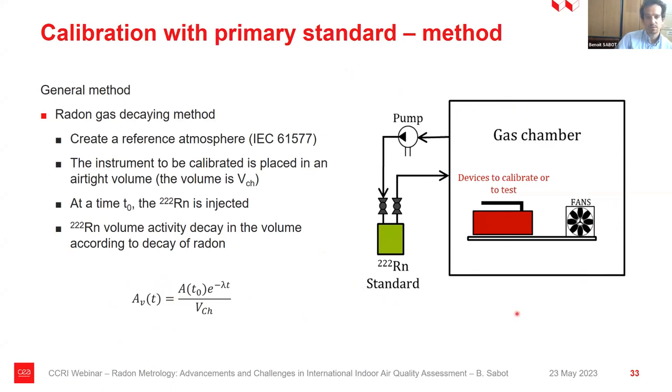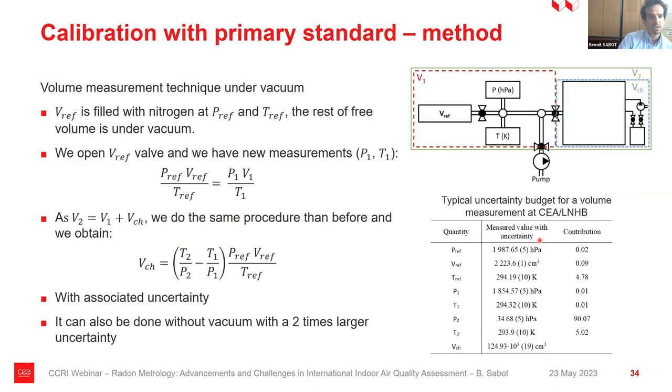This technique can be very useful to calibrate the reference instruments, and I think it is the most precise technique you can use. The key is to get a radon standard and, second, to measure precisely the volume of your chamber. What I typically do is measure the volume using a reference volume and a pressure and temperature measurement inside the system. You can do this by, for example, pulling a vacuum in your chamber and filling a reference volume that is certified.